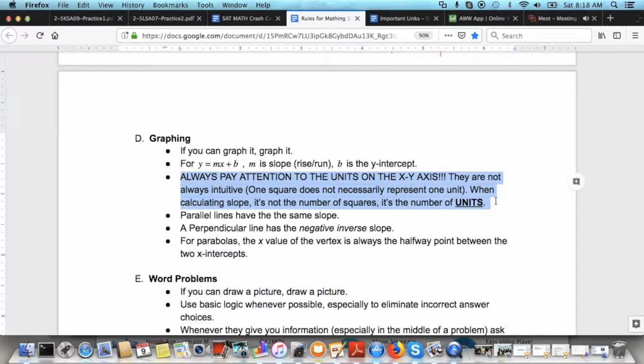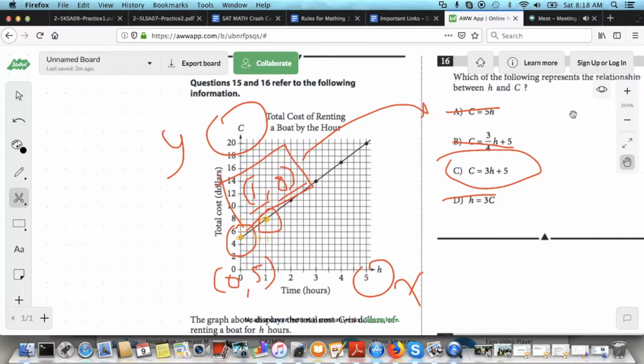Just as a heads up, they're rarely trying to trick you on the SAT. Very rarely. But one way that they are always trying to trick you is messing with the units on the XY axis. They're not always intuitive. 1 square doesn't always equal 1 unit. In fact, often it does not. So be on the lookout for that. Does that make sense? Yeah. But you can sidestep that completely. You don't even have to know exactly what the equation is, if you plug in values in place of the variables and see what gives you a true statement. That is a tricky one, unless you plug in values.